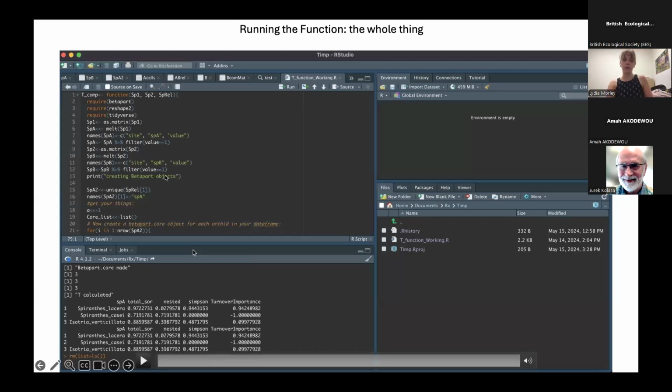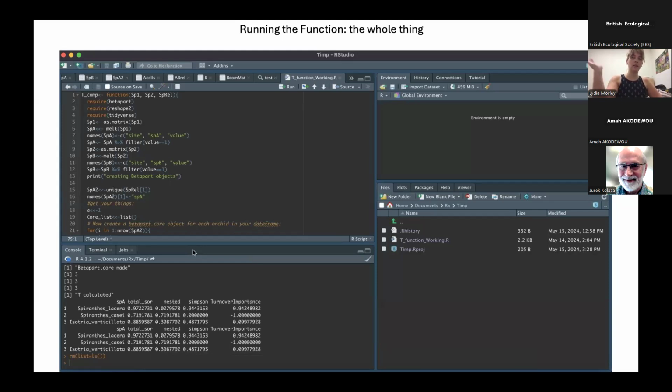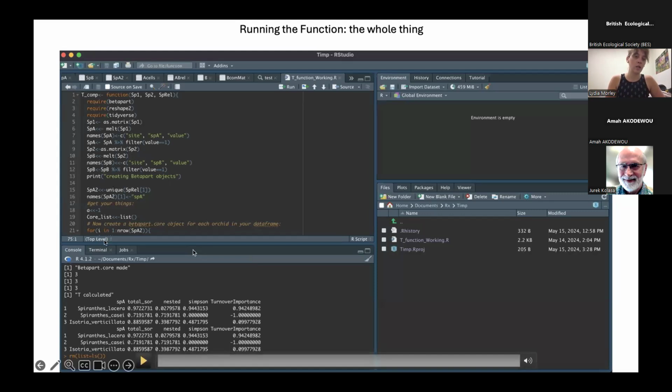So we can actually just run this really quick. If you're following along, go ahead and paste the stuff into your R, and you might need to download a bunch of packages.